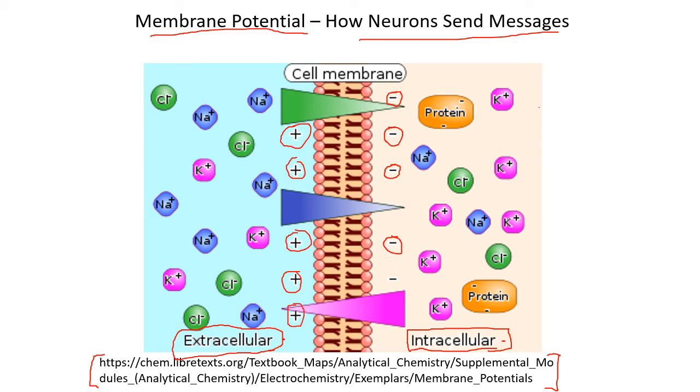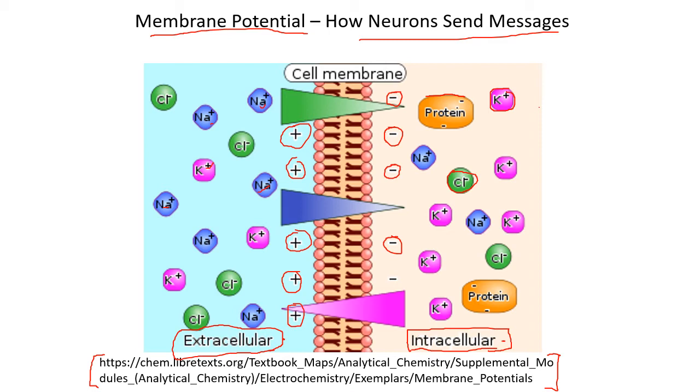All this is showing is that things like these larger proteins that have a negative charge, and chlorine, are going to outnumber the positive charges that we see. Then compared to the extracellular on the outside, we're going to see much more of these positive charges in the extracellular space.